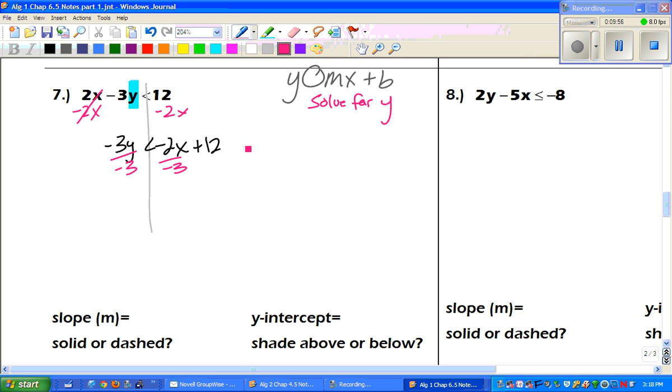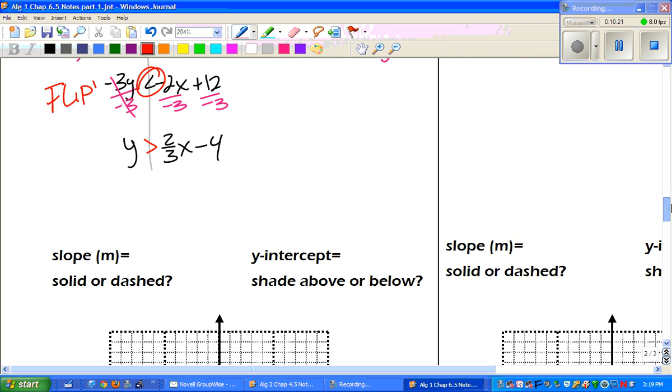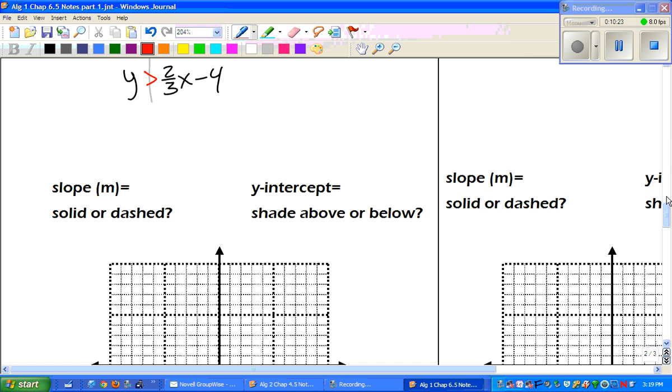Now you have to divide by negative 3. You get y greater than 2/3 x minus 4. Now, which way is the inequality symbol pointing? Now, who remembered the rule that when you divide by a negative, you have to flip that sign, okay? Because that changes everything, right?